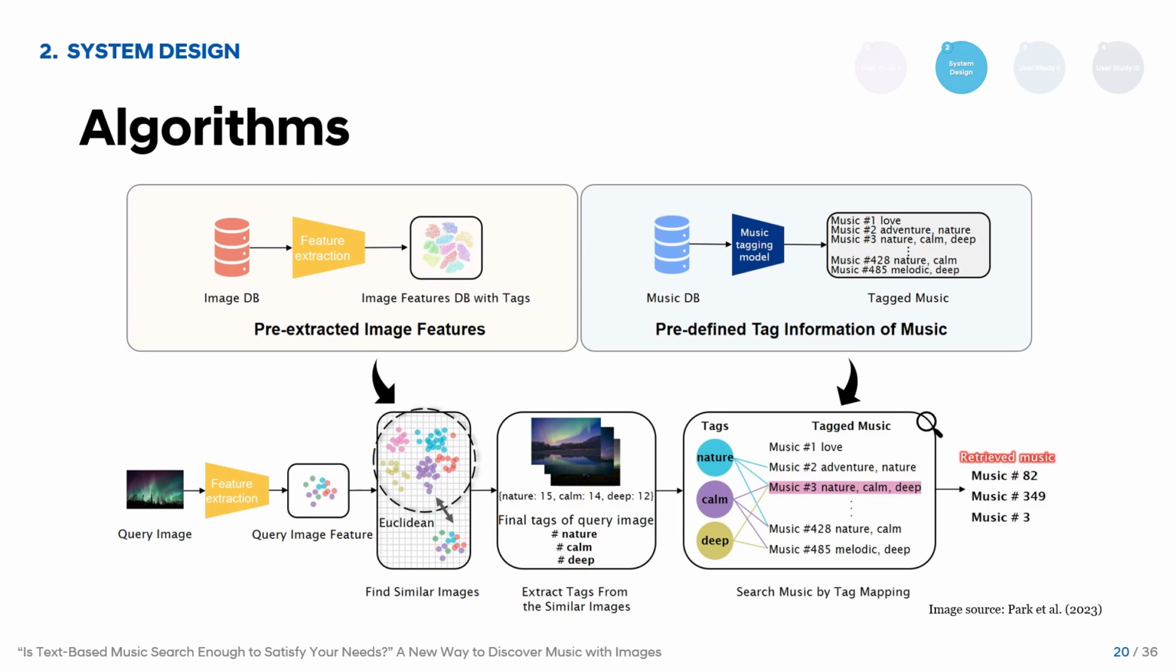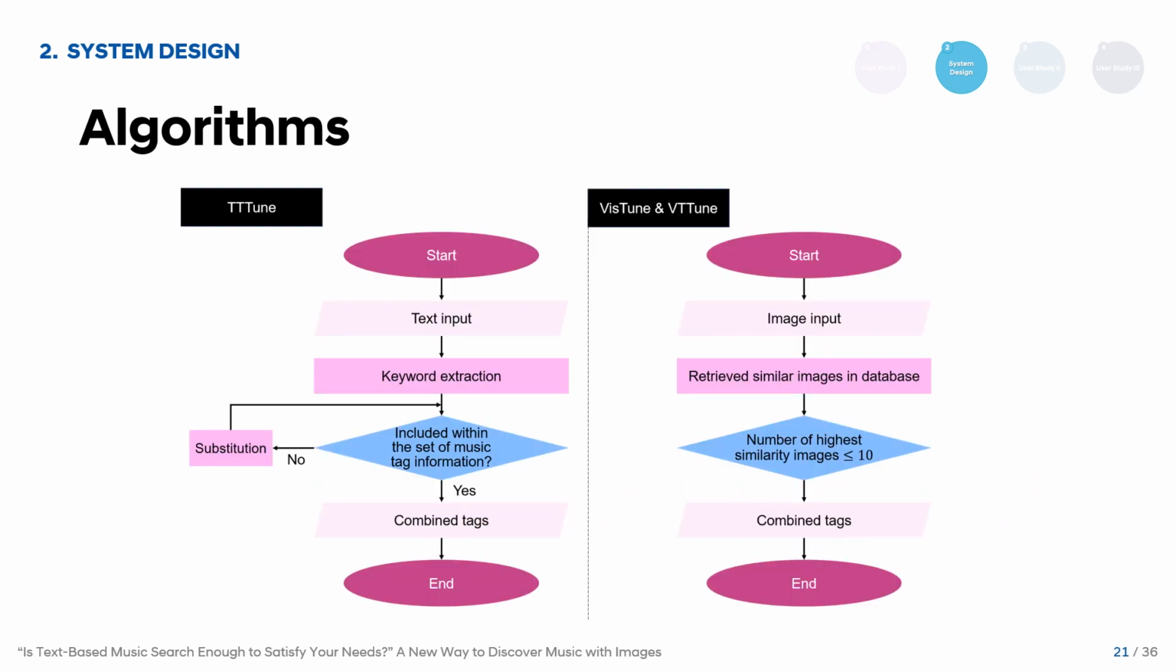The IMR system operates by extracting tag information from images and mapping it to music with identical tags. This algorithm was adopted from a previous study conducted by Hyun Kim and me. Since TTTune receives natural language descriptions of desired music from users, it extracts keywords using a keyword extraction algorithm and compares them with the 56 mood and theme tags in the music dataset. Tags existing in the dataset are used directly, while synonyms from the NLTK library are substituted for keywords not present. The final tag information is aggregated, and music with identical tag information is searched for in the music database.